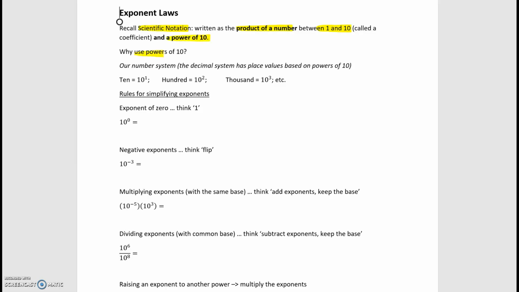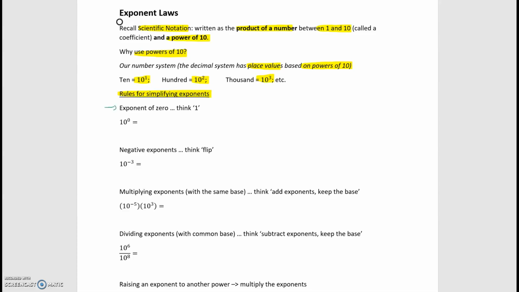So why powers of 10? Well, our number system, or the decimal system, has place values based on powers of 10. In other words, 10 to the 1 is 10, 10 squared is 100, and 10 cubed is 1,000, and so on. In order to work with powers of 10, it's important to understand some laws of exponents. So let's go through some rules for simplifying exponents.